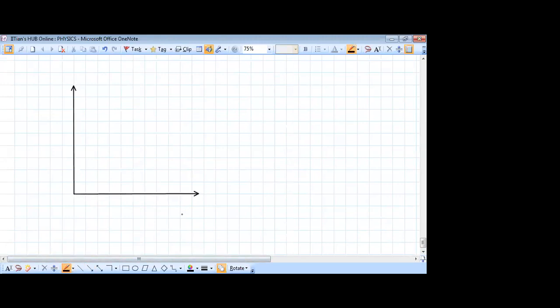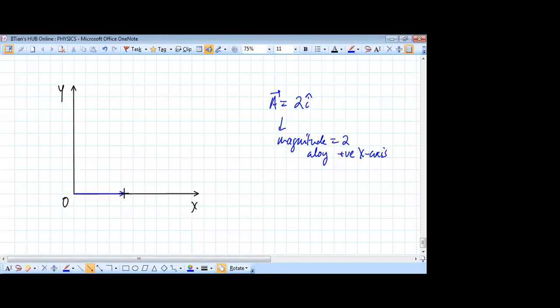in the xy plane, we talk about the vector A. It is 2I cap. So it is a vector of magnitude equal to 2 and it is along the positive x-axis. So the vector should be drawn like this.